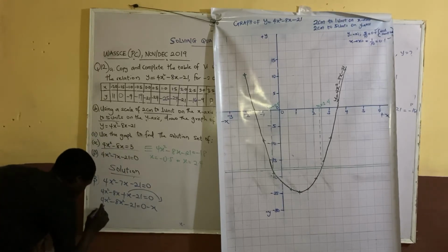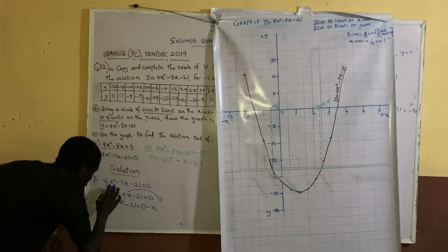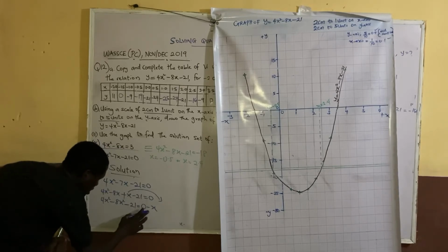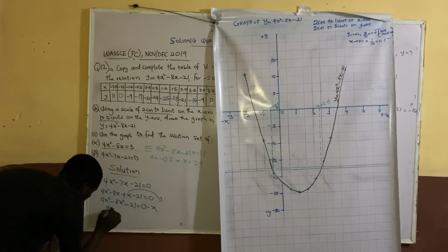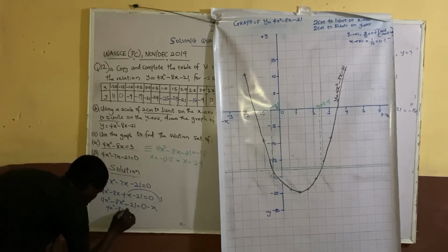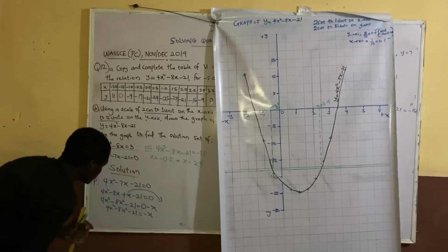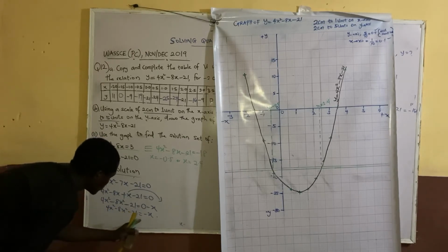So meaning that for us to have another equation of 4x squared minus 7x minus 21, there must be minus x that is equivalent to this. So now we have 4x squared minus 8x minus 21 equal to minus x.